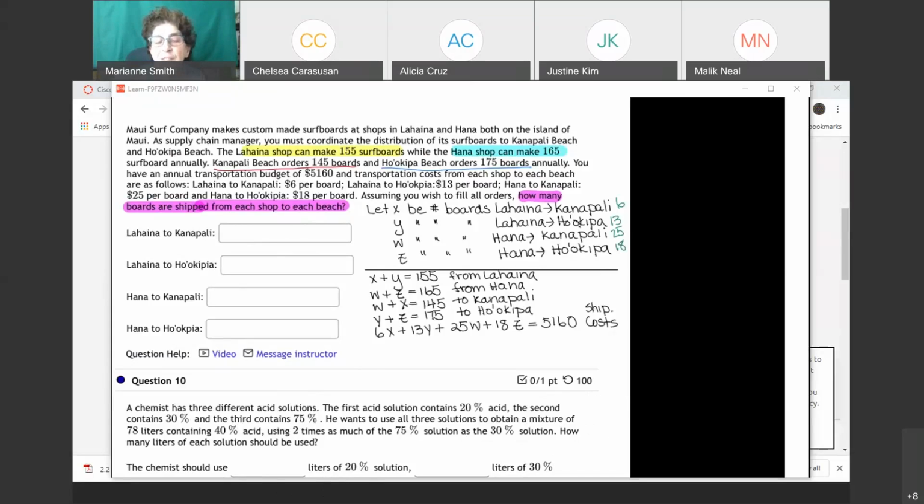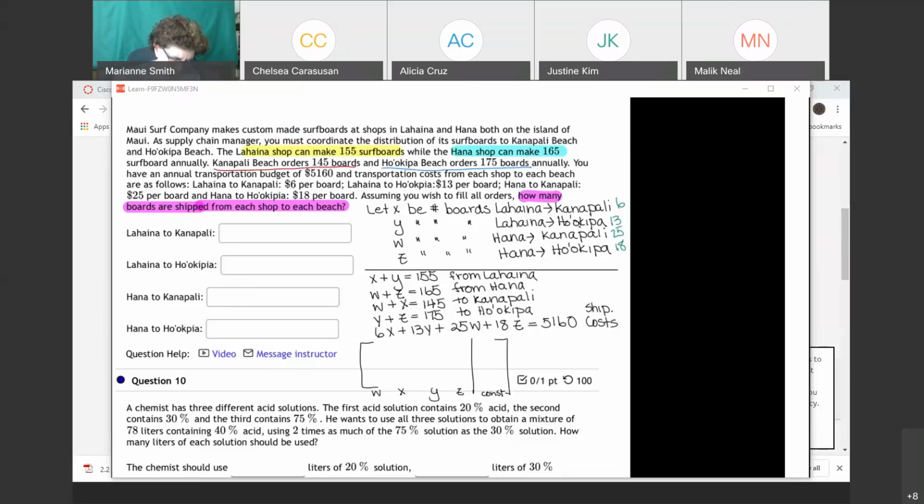Now, I made an unfortunate mistake. I should have started with W, so then the variables would have been in order: W, X, Y, Z. When you do the problem, do it that way. Okay. So then you would have had Lahaina to Kanapali being W, X, Y, Z, and so forth. Because mine are out of order, I have to be careful when I set up my matrix, because I'm going to set it up so I have W, X, Y, and Z, because that makes sense. All right, here's my constant.